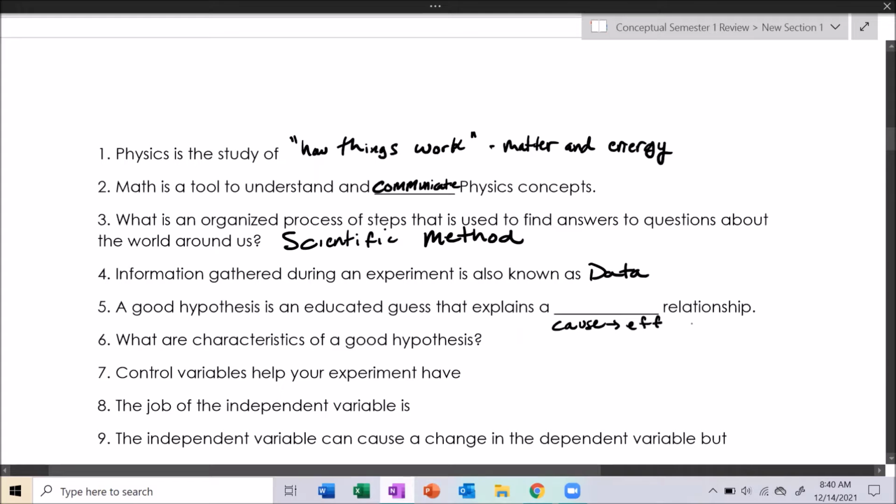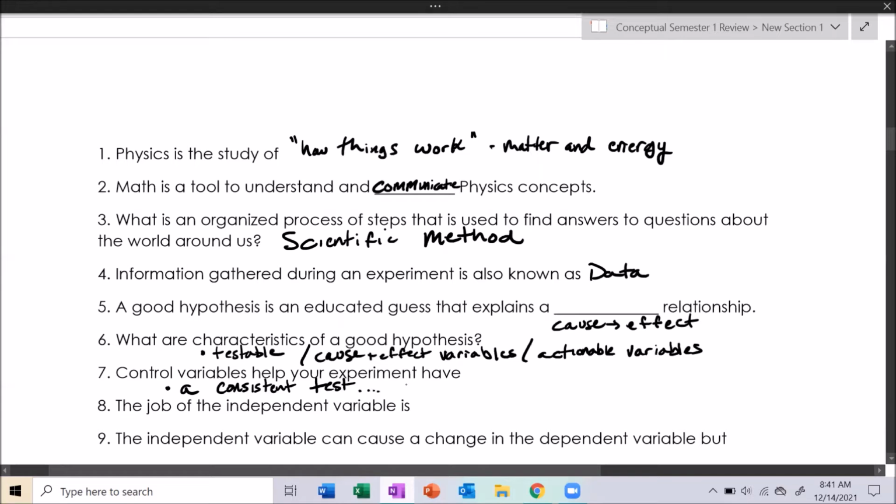Now, a good hypothesis studies a relationship that explains the cause and the effect. So some characteristics of a good hypothesis would be, obviously, it's repeatable, but it has to be reliable. It has to have a cause and effect relationship. Another good way is, if you want to say cause and effect, you say an if-then relationship. But it has to have variables: independent, dependent, and controlled.